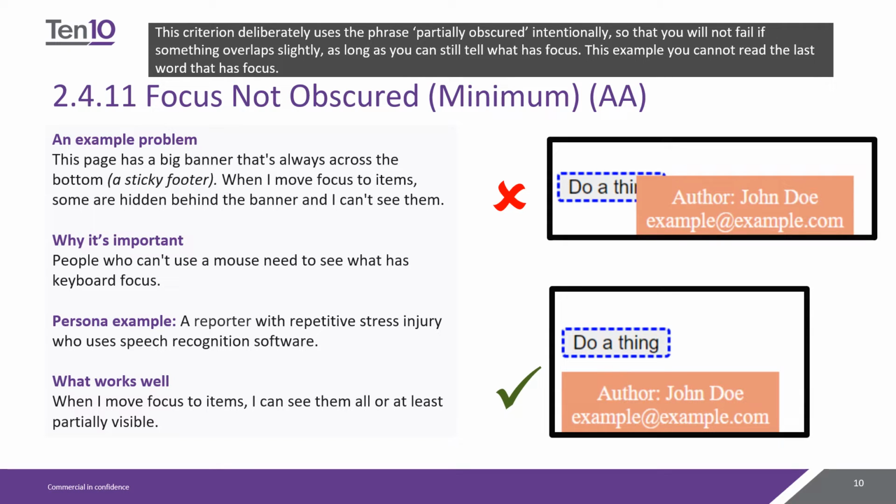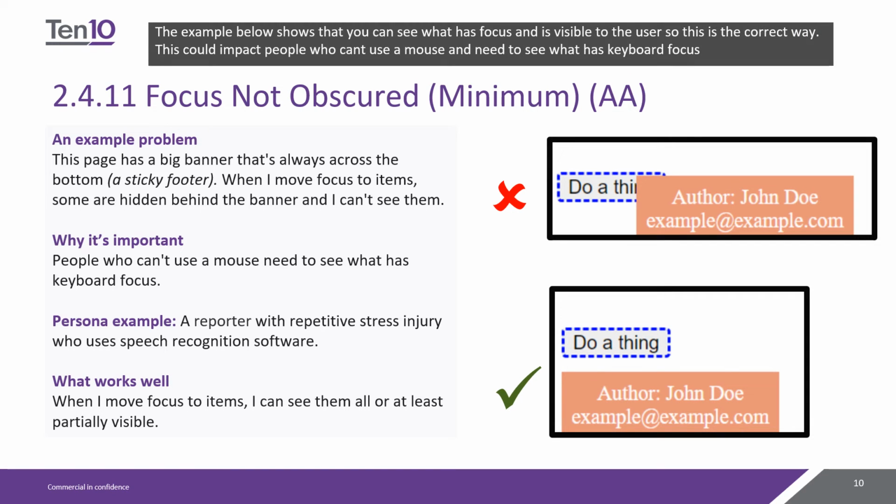In this example, you cannot read the last word that has focus. Also, the example below shows that you can see what has focus and is visible to the user, so this is the correct way. This could impact people who can't use a mouse and need to see what has keyboard focus.